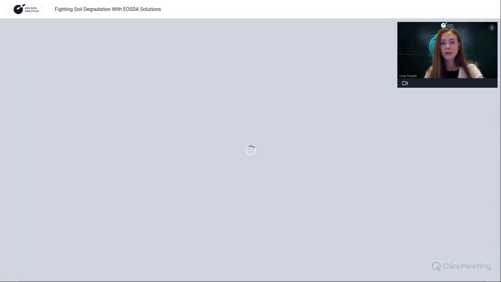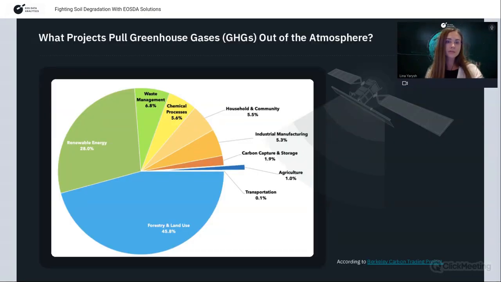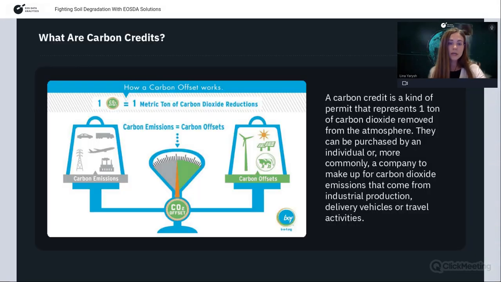And so why did we decide to give it a go, to be involved in this project? Forestry and land use is responsible for 45% of greenhouse gas emission into the atmosphere. And the government, in order to regulate and reduce this greenhouse gas emission, developed the carbon credits. A carbon credit represents 1 ton of carbon dioxide removed from the atmosphere, and some companies and producers can buy it.